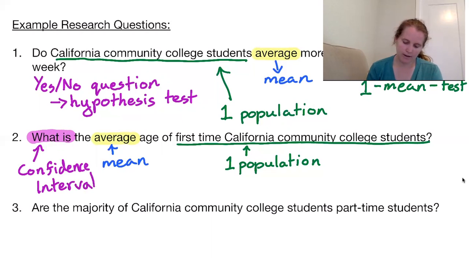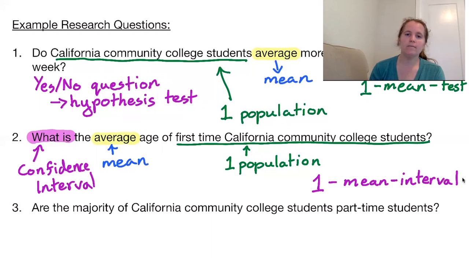So putting this all together, we are looking at one population, so I'll put a 1. We are talking about the mean, and we are doing a confidence interval, so I'm just going to write interval.